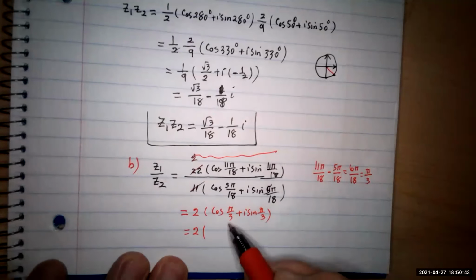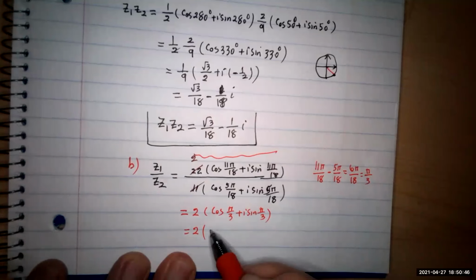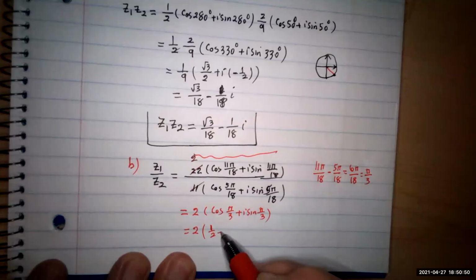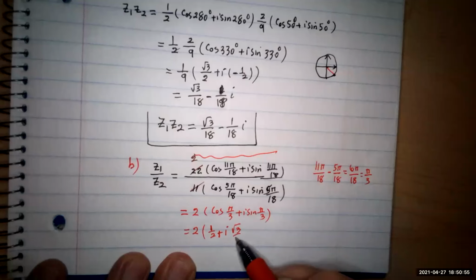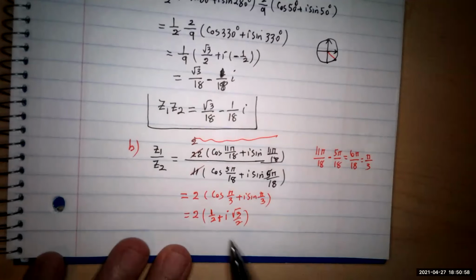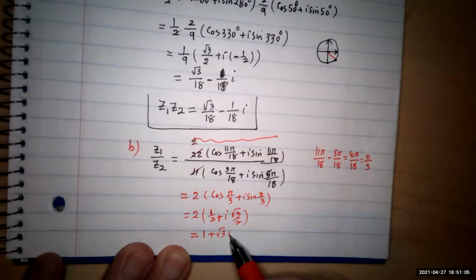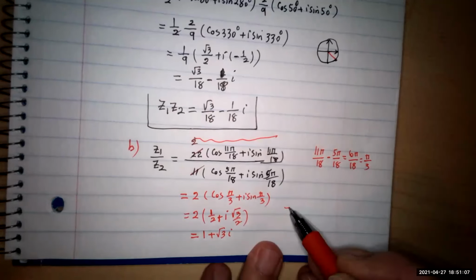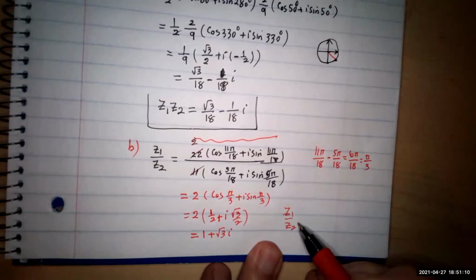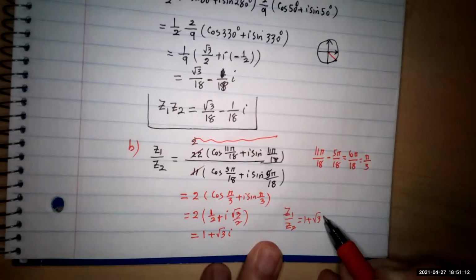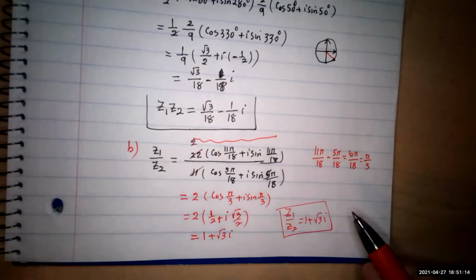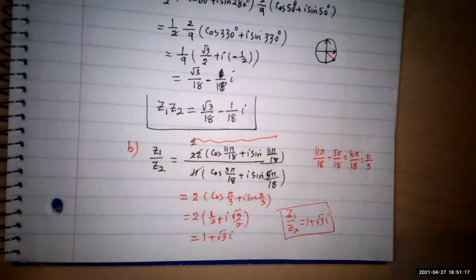It's going to be 2. The cosine of 60 degrees is going to be 1/2. And it's going to be i times the sine, which would be radical 3 over 2. You multiply the 2 inside. So make the first one 1 and the second one radical 3 i. So Z1 over Z2, as a complex number, is 1 plus radical 3 i. See, nice and easy procedure to get these numbers done.